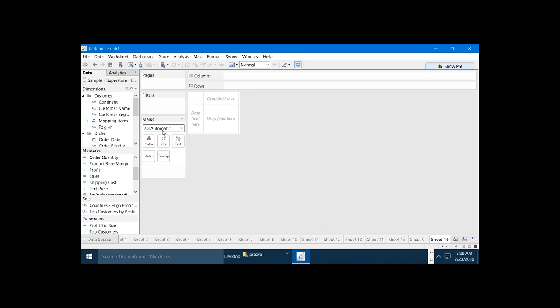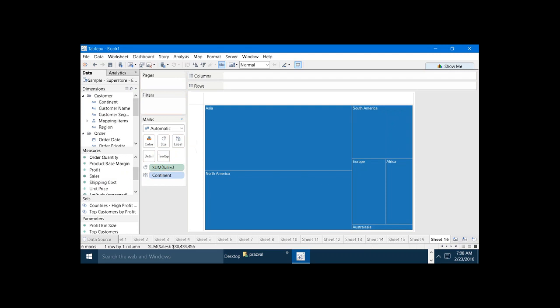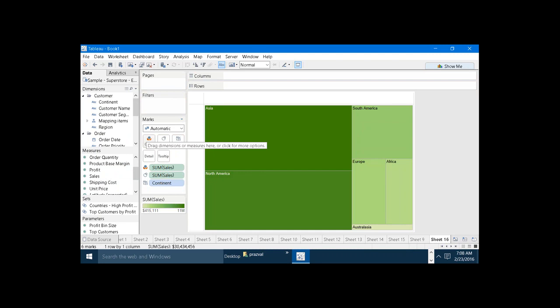So how to build this word cloud? As we have to show the values in the form of text, simply drag the required dimension and drop it into text. Next drag the sales and drop it into size. Tableau shows us a tree map here. Then drag the sales again and drop it into color. It is still showing a tree map, so click on the drop down and choose text.